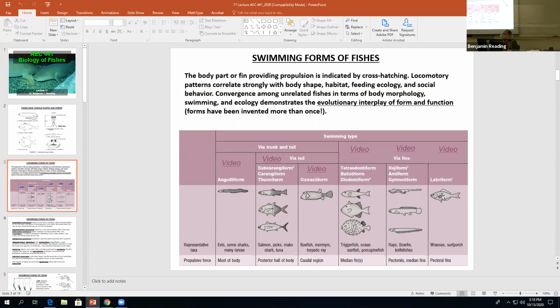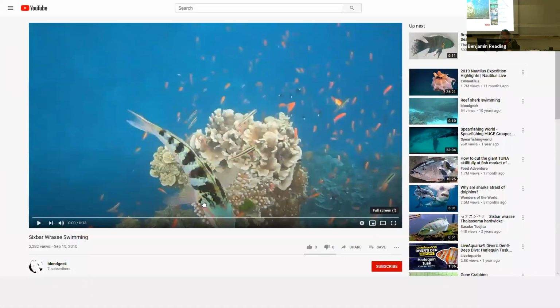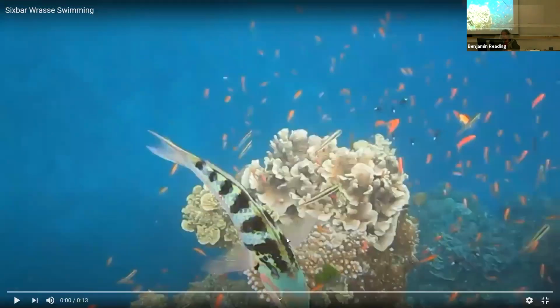And then last but not least, we have the labriform swimming. Family Labridae, the wrasses, and this is primarily flapping its pectoral fins like wings. So here is a video of the wrasse doing labriform swimming. And pay attention primarily to these pectoral fins flapping.